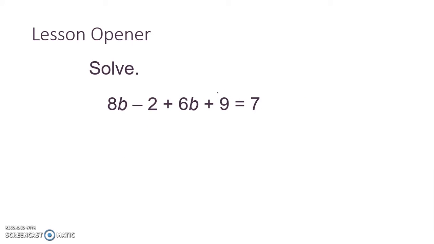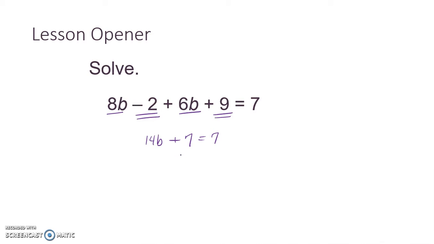In this example, we have to combine our like terms before we can solve. So remember, on these openers, you can always go ahead and try them on your own first and then check your answer with the slides so you can make sure that you're on the right track. So we have 8b and 6b give us 14b. Negative 2 and a positive 9 will be plus 7 equals 7.